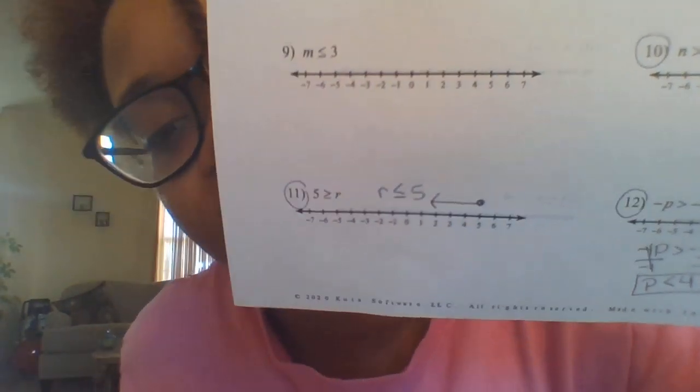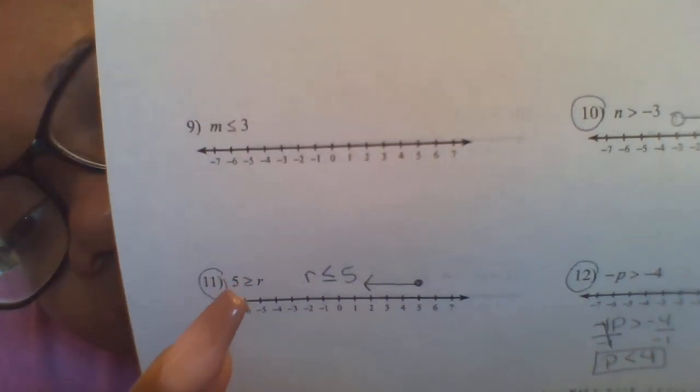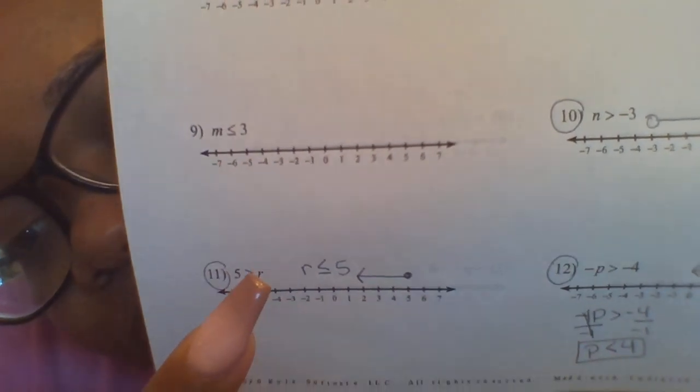We'll look at 2 more. So if we look at 11 and 12, I did make those a little bit more challenging, just taking it up 1 notch, not too much. So I start by giving you 5 is greater than or equal to r.